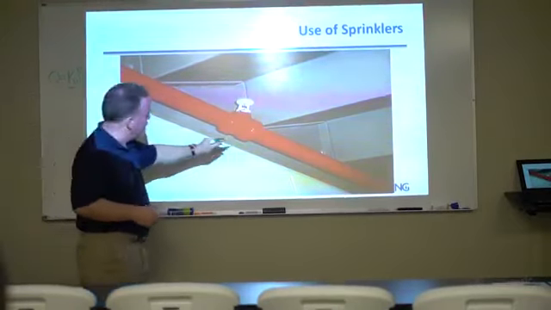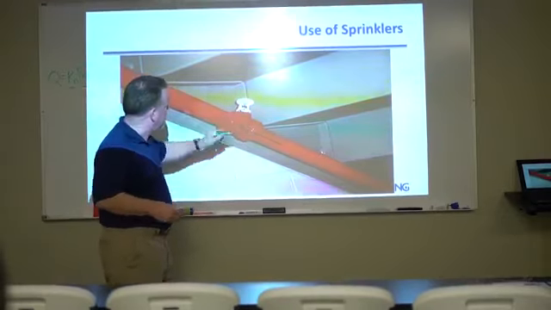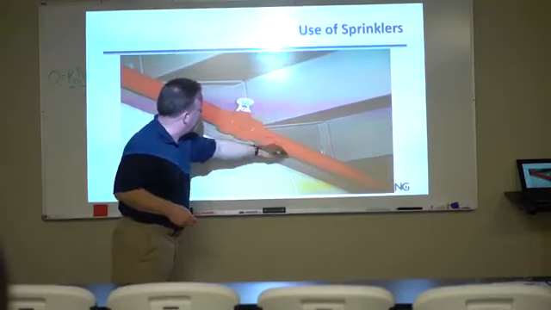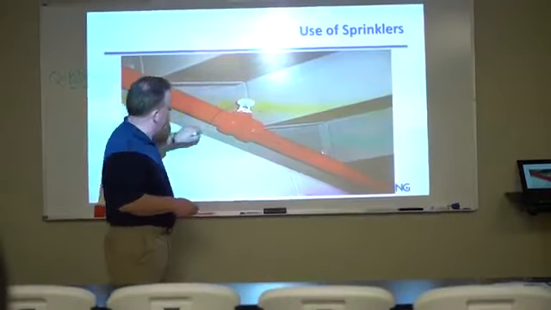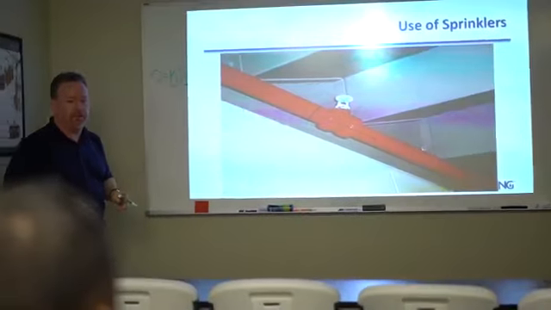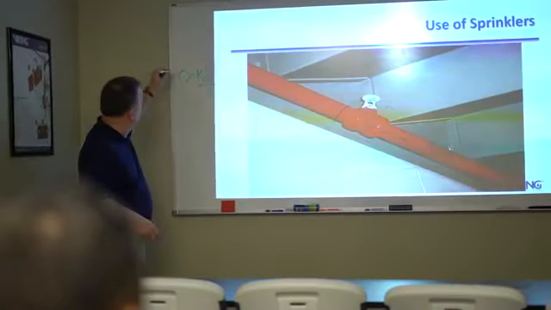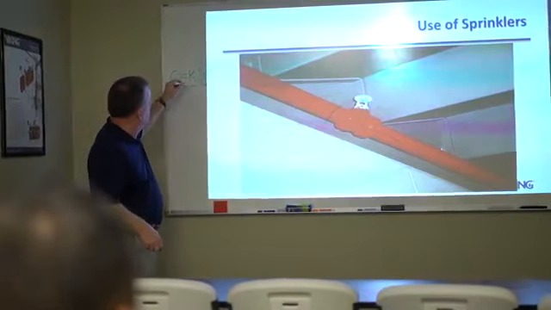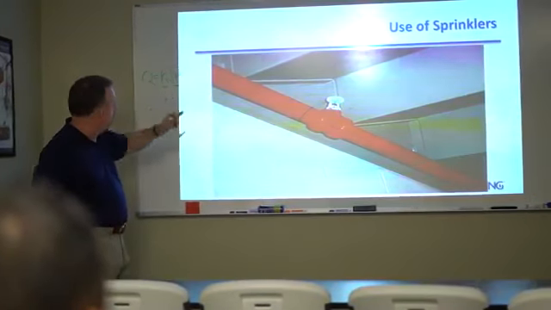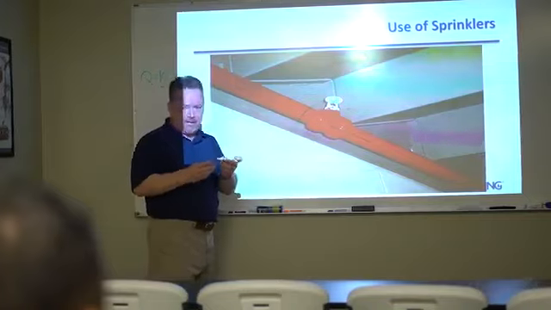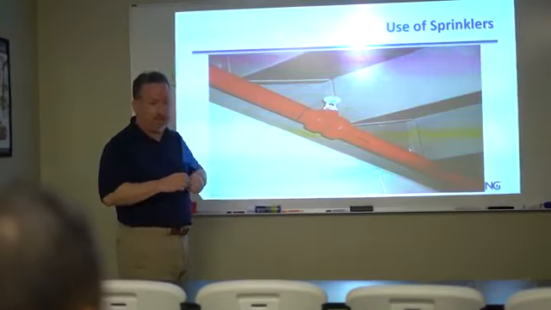Okay? So I've got water coming down this pipe and it's coming up and out of that sprinkler. It's going to hit the deflector and it's going to come all out in this direction here. The amount of water that comes out is the K factor, that opening, times the pressure that's feeding that sprinkler.